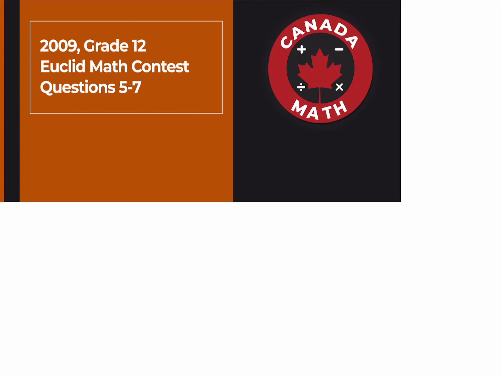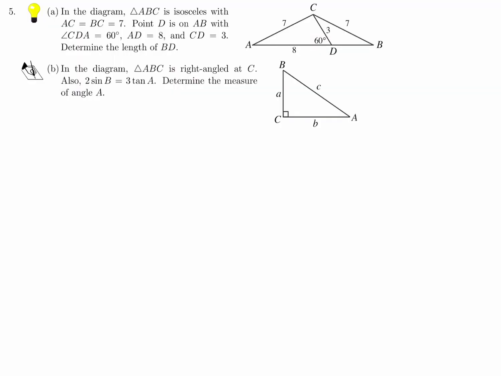Questions 5 through 7 on the 2009 Grade 12 Euclid Math Contest. In the diagram, ABC is isosceles with AC equal to BC equal to 7. Point D is on AB with angle CDA equal to 60, AD is 8, and CD is 3. Determine the length of BD.